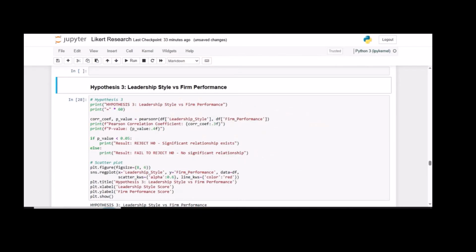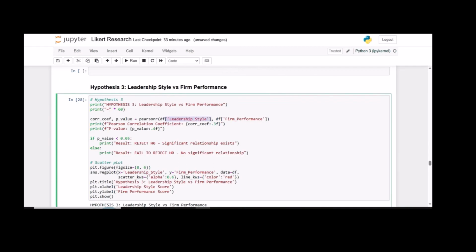Welcome back again. So we are looking at the third hypothesis now: leadership style versus firm performance. Like I did the other time with the previous two, we are going to do the same. Just change the parameter here to leadership style instead of motivation and training and development.